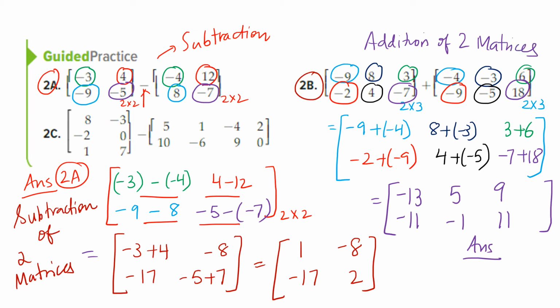Let's look at the last one, C part. Now here there are 3 rows and 2 columns. So 3 cross 2. And in the second one, there are 2 rows, 3 columns. So is the order same? No, not at all. So how can you even subtract? So this question, the subtraction is not possible. The reason is the order is different. There are no corresponding elements that we can add or subtract. So you cannot do any sort of calculation here.